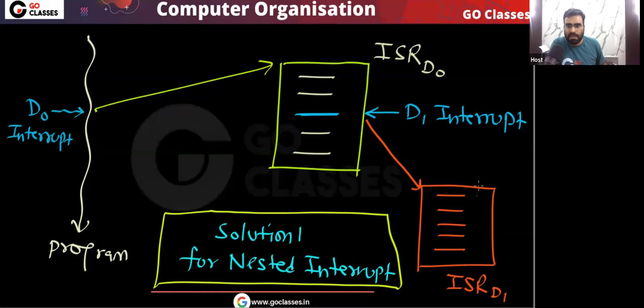What is the problem? During the execution of this ISR, again some interrupt can come, and again the CPU will go to the next one. So there is a problem because a lot of nesting can happen. You are running some program, some interrupt comes, you run that interrupt. Now again some interrupt comes, and you run that interrupt.